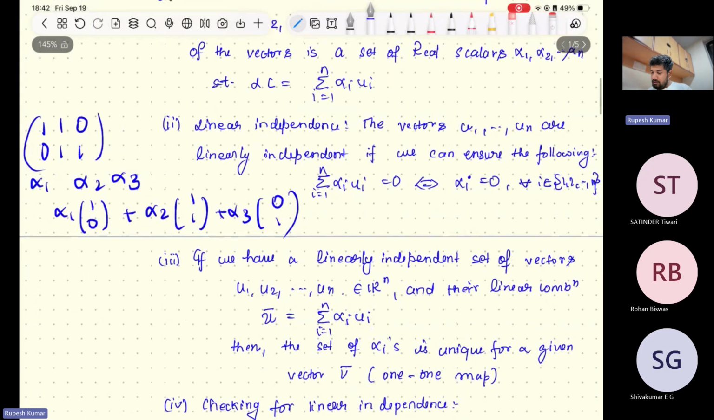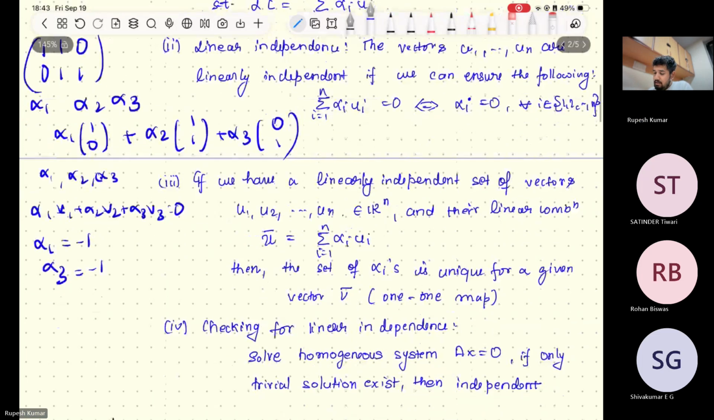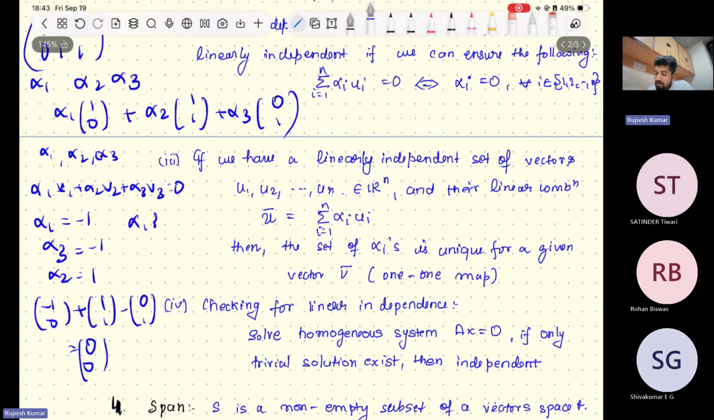Fine. Now the second thing is, are they linearly independent? Can you find non-zero values of alpha 1, alpha 2, alpha 3 such that alpha 1 v1 plus alpha 2 v2 plus alpha 3 v3 equals 0? Can you find it? I can find it. Choose alpha 1 equals -1, alpha 3 equals -1, and alpha 2 equals 1. You will get -1 (1, 0) plus 1 (1, 1) minus (0, 1), which gives the 0 vector. All three alphas are non-zero, so these are linearly dependent.